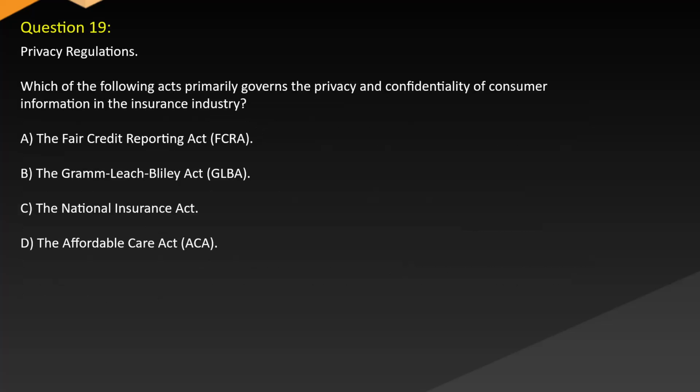Question 19. Privacy regulations. Which of the following acts primarily governs the privacy and confidentiality of consumer information in the insurance industry? A. The Fair Credit Reporting Act (FCRA). B. The Gramm-Leach-Bliley Act (GLBA). C. The National Insurance Act. D. The Affordable Care Act (ACA).